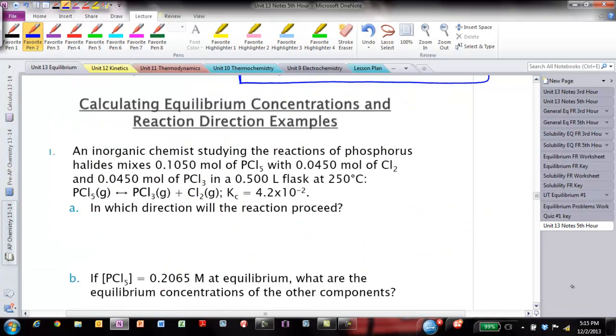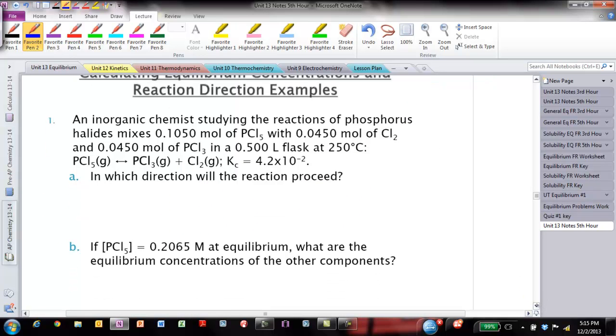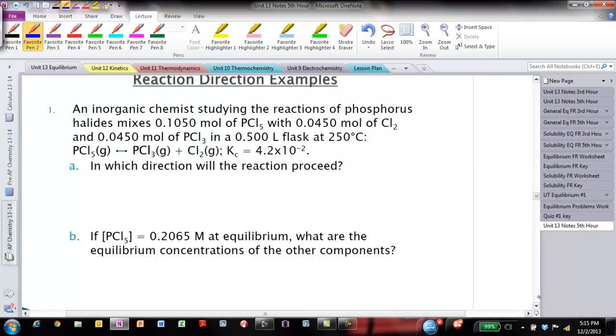So we're going to continue doing the Q versus K to check. The giant hint for this is if your initial line doesn't have a 0 somewhere, you have to check Q. Okay, so it says we're studying a reaction of the phosphorus halides, and we mix 0.150 moles of PCl5 and 0.05 moles Cl2 and 0.05 moles of PCl3 in a half a liter flask. Okay, it gives us a K and asks which direction the reaction proceeds. So we need to be able to set up our Q, and so I'll just write quickly our ice diagram so you can see why we're doing this.